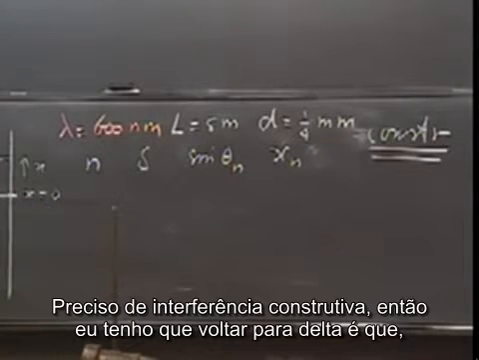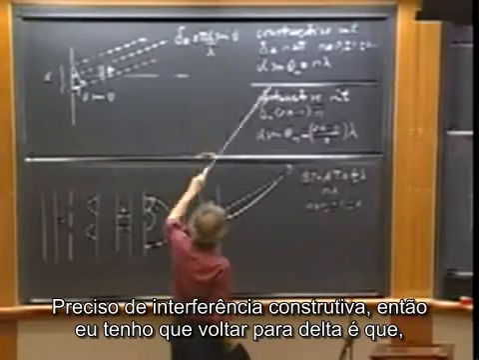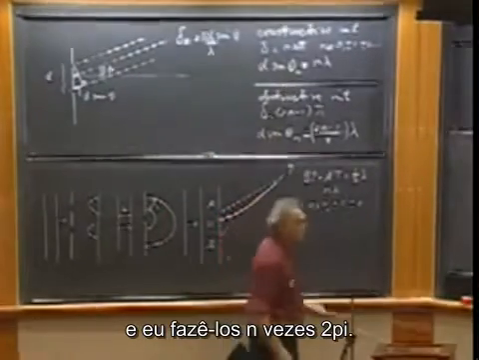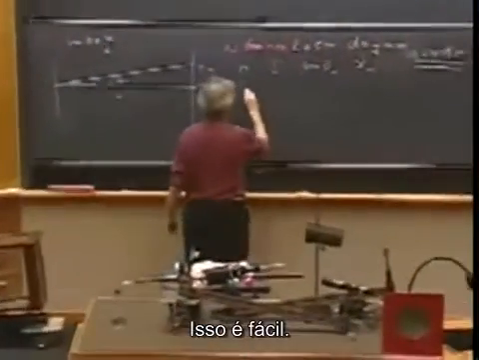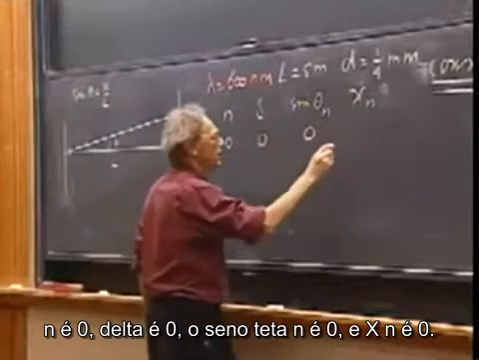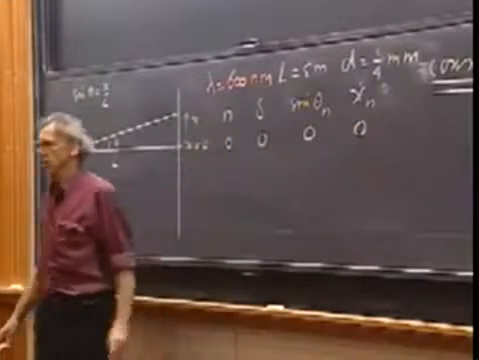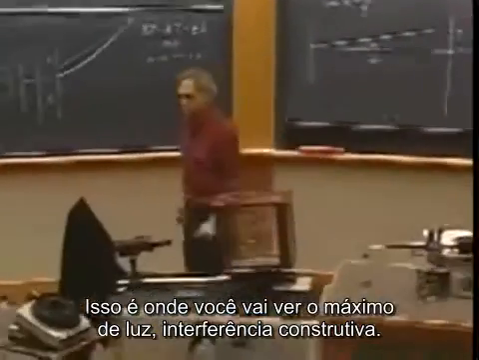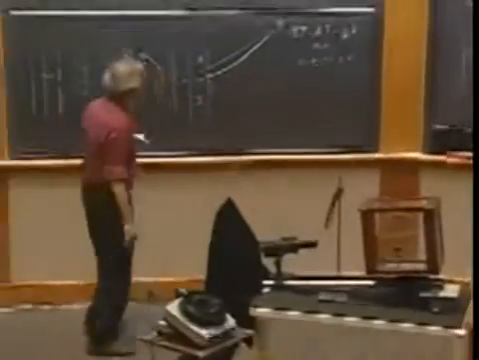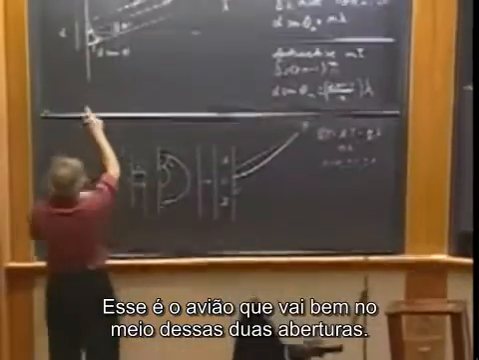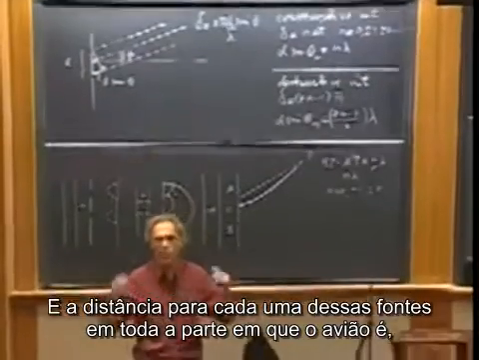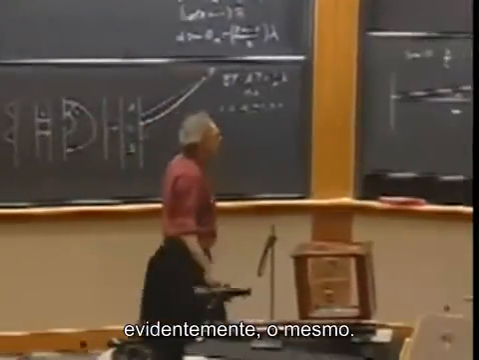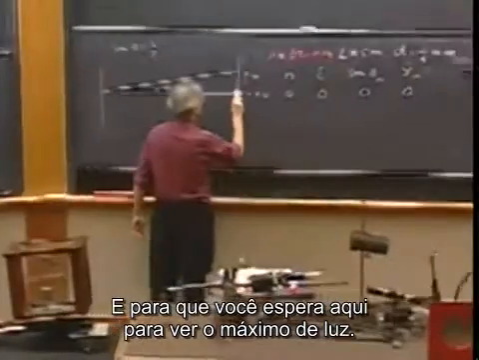I need constructive interference, so I have to turn to delta is that, and I make them n times 2 pi. And I start with n equals 0. Well, that's easy. N is 0, delta is 0, the sine theta n is 0, and x of n is 0. That's where you will see maximum light. Constructive interference. Obviously, that's the plane that goes right through the middle of those two openings, and the distance to each one of those sources everywhere on that plane is, of course, the same. And so you expect here to see light maximum.